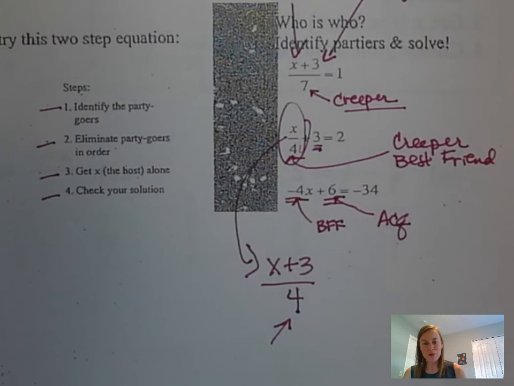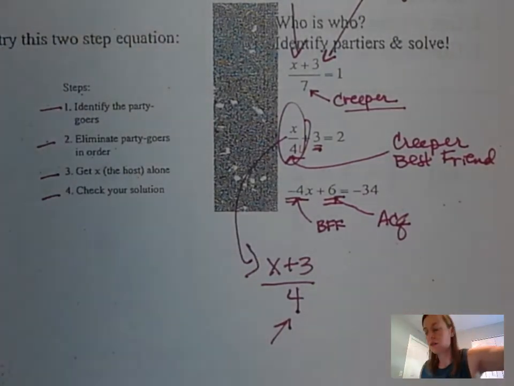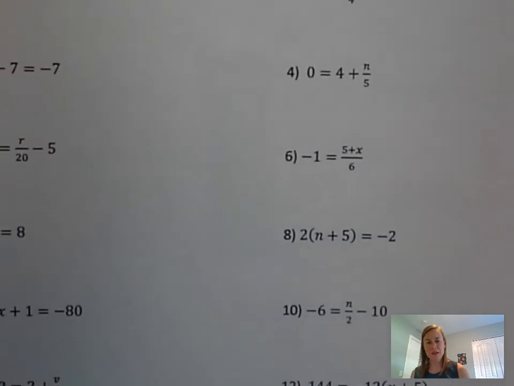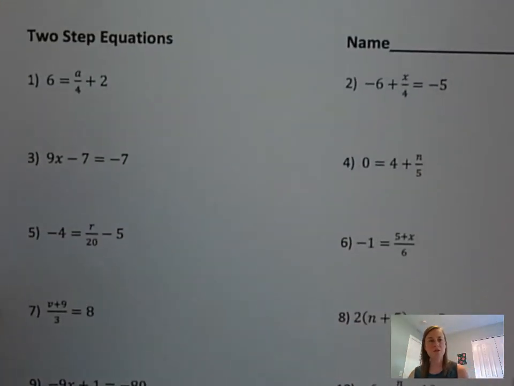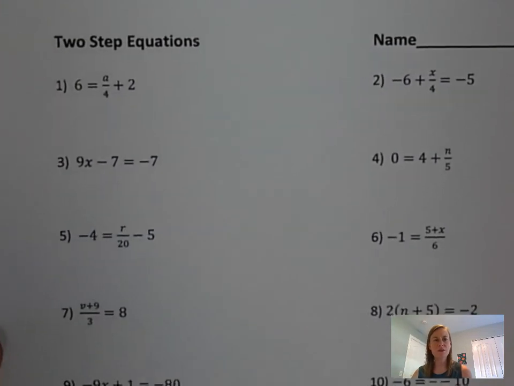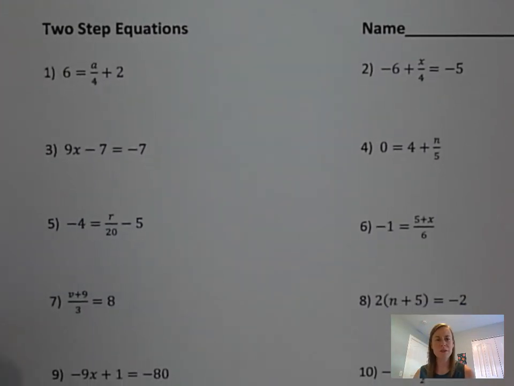So that is how it works with party problems. I'm going to grab the assignment page and do a couple more examples, and you just keep watching as long as you think it's helpful, okay? So two-step equations. It's totally fine if you're copying this onto a blank sheet of paper, or if you'd rather print it out, that works too.